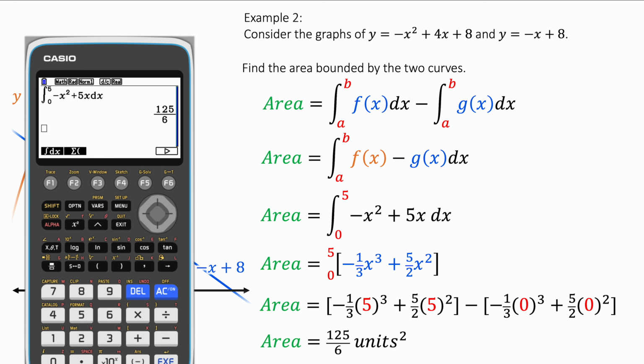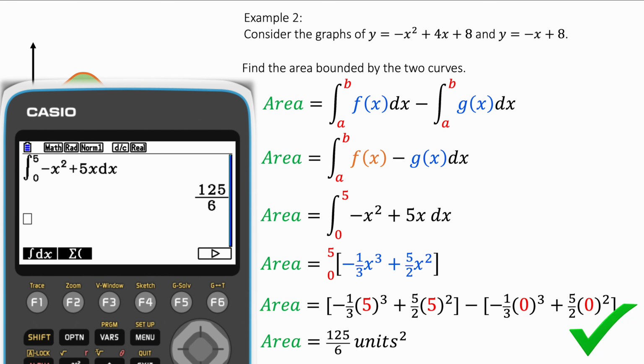If you have got a graphing calculator, you can actually just type this into it: the integral between 0 and 5 of minus x squared plus 5x dx. Which is really nice, and I have a short video on that, which I'll link in the description if you're interested. Perfect. And that's how you find the area between two curves.